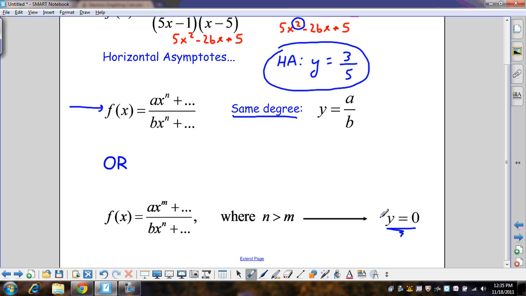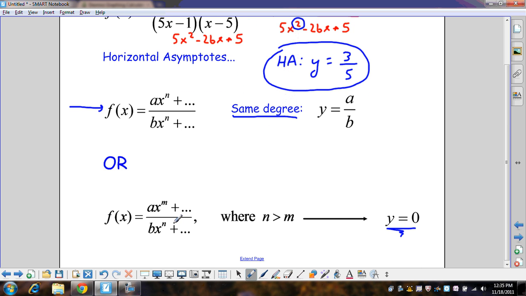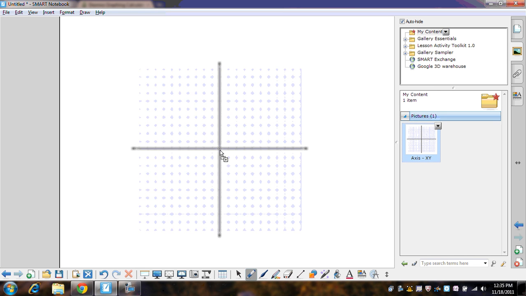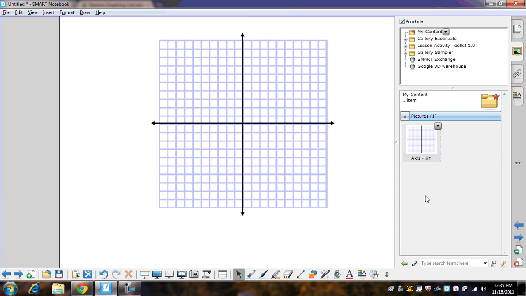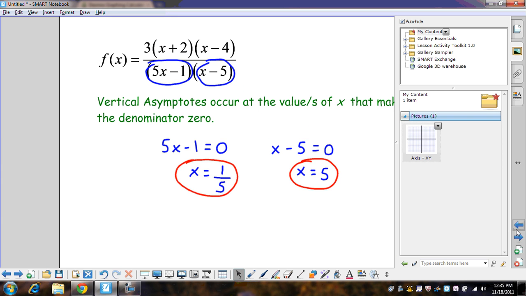Now, the other scenario is if I had a higher power on the bottom. Let's say hypothetically that instead of 5x squared, this was 5x to the third. So I have a bigger power on the bottom. What that would mean is that the horizontal asymptote would be y equals 0. So let's recap there. If the degrees are the same on the top and bottom, we take the ratio of the leading coefficients. If the degree were bigger on the bottom, so if my degree down here was larger than the degree on the top, then my horizontal asymptote would be y equals 0.